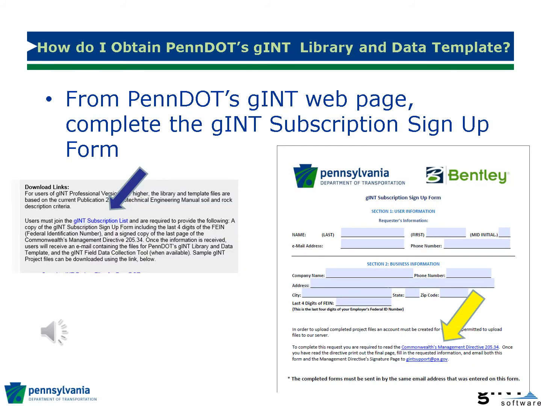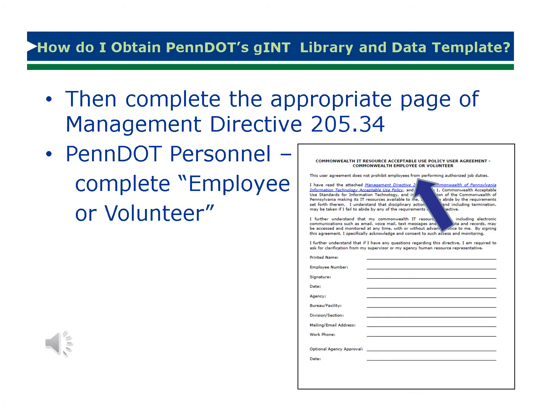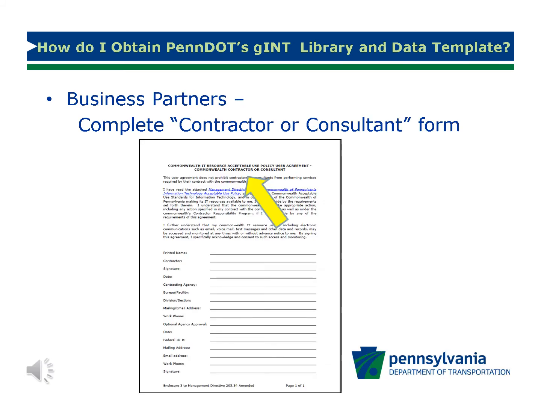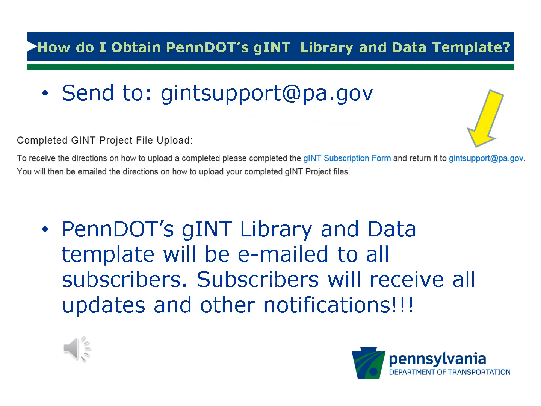From PennDOT's GINT webpage, all users should join the GINT subscription list and complete the appropriate Management Directive form. PennDOT personnel should take care to complete the Employee or Volunteer form portion of the Management Directive, and business partners should take care to complete the Contractor or Consultant form in the Management Directive. Please email the completed forms, both the subscription form and the Management Directive form, to GINT support. The email address and link are available on PennDOT's GINT webpage.